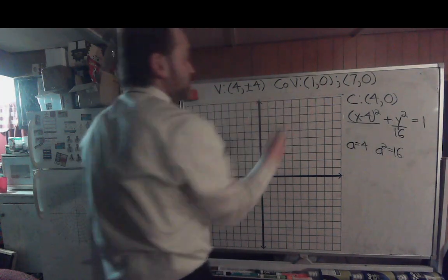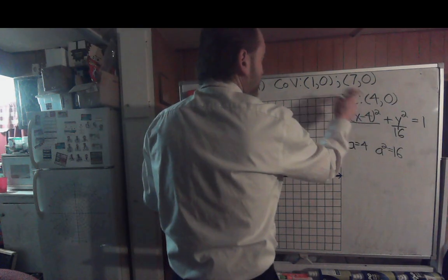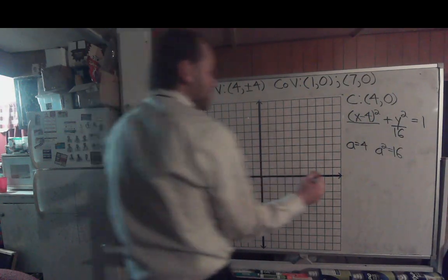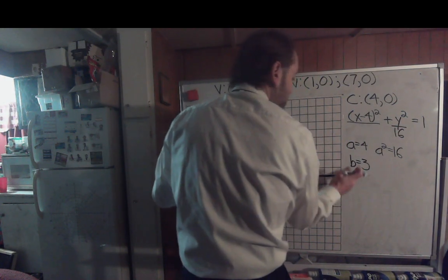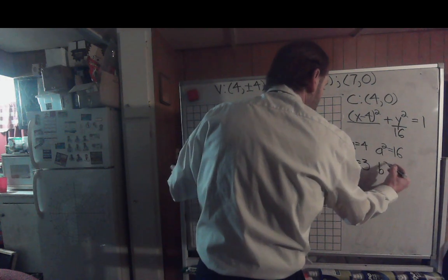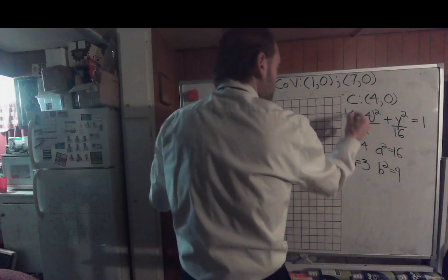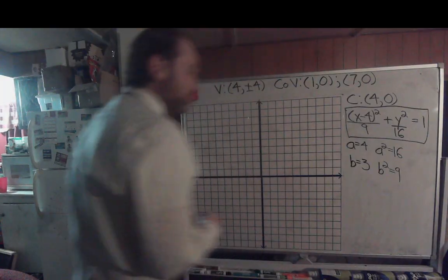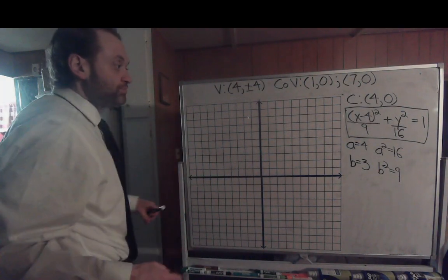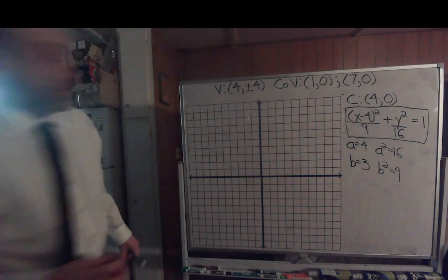So my co-vertices, (1, 0) and (7, 0), they're each 3 units distance from the center. So my minor axis would be length 3, so b equals 3, so b squared equals 9. So what you should get then is (x minus 4) squared over 9 plus y squared over 16 is equal to 1.